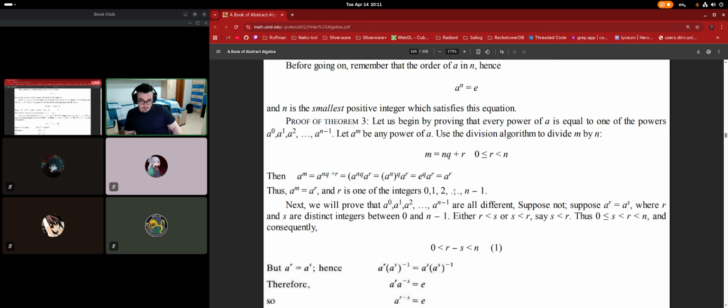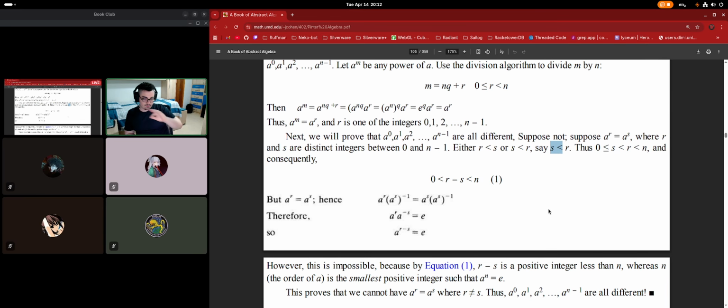Cool. Now we have to prove that these things, a to the power of all of those, are all different. So we're going to do it by contradiction, right? So suppose not, so suppose that they are the same, where r and s are distinct integers between those two things. So either that or either that, which is true. Thus, we can say that. Well, we're going to pick one, but we can prove the other way around by doing the symmetric version. So consequently, we say that this is true.